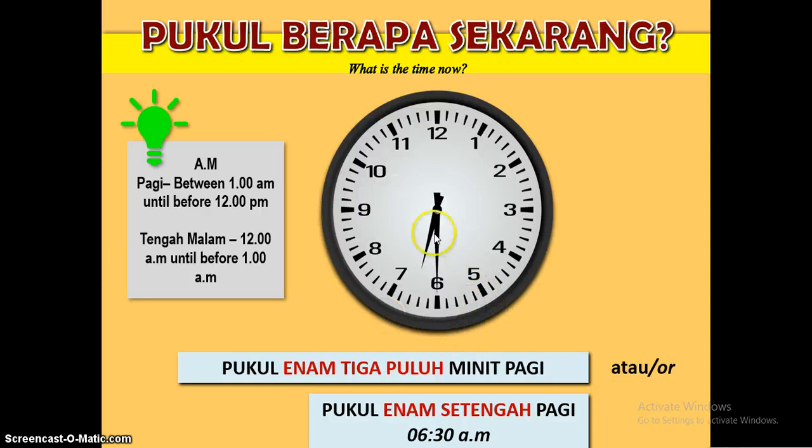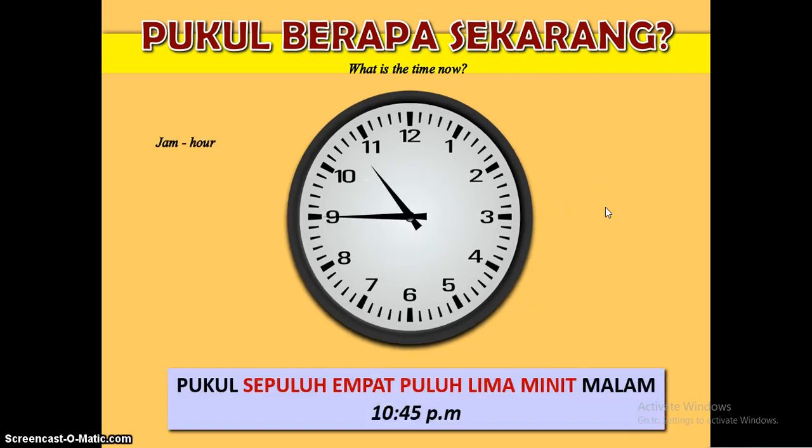Okay, this 30 minutes is half an hour. How can you say half? Pukul 6.30. You can call this one as pukul 6.30 minit pagi or pukul 6.30 pagi. Suku is quarter, setengah is half.